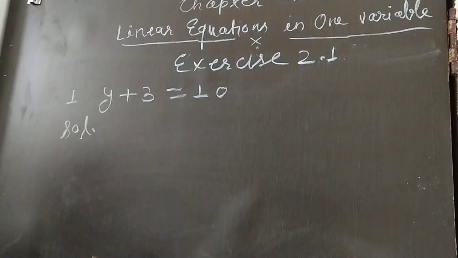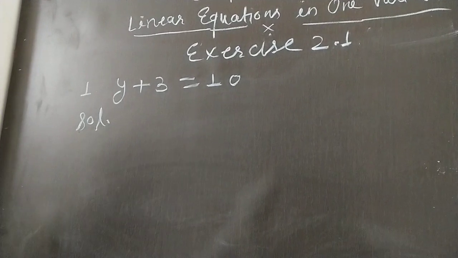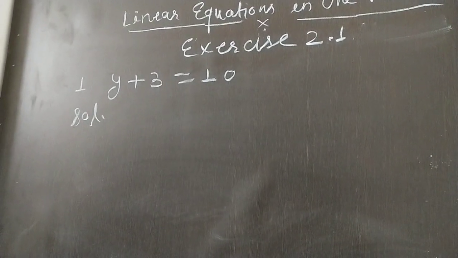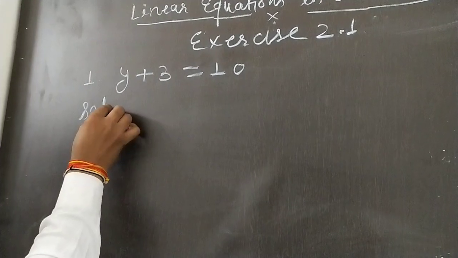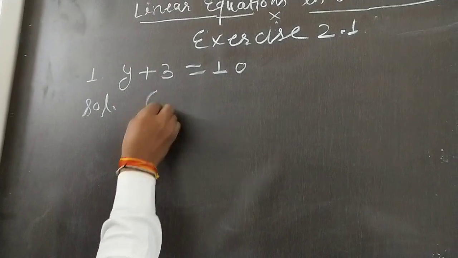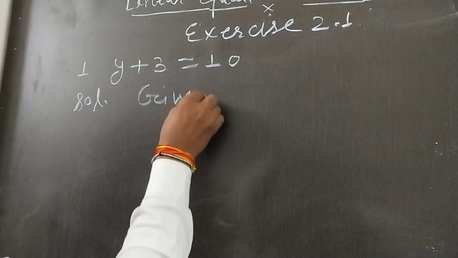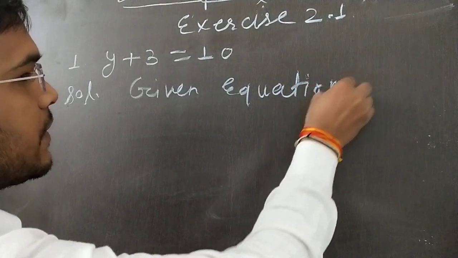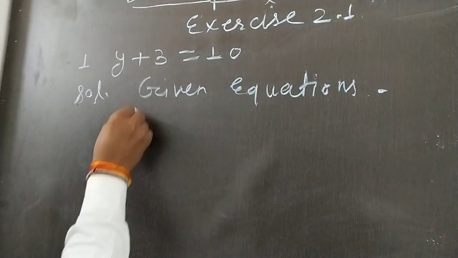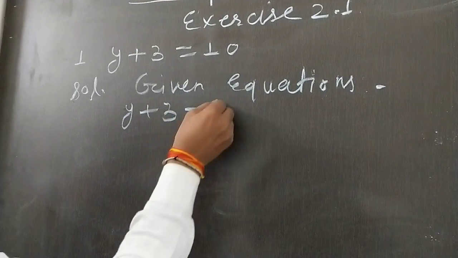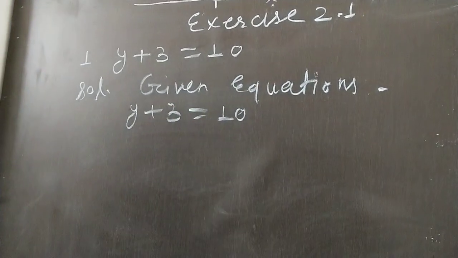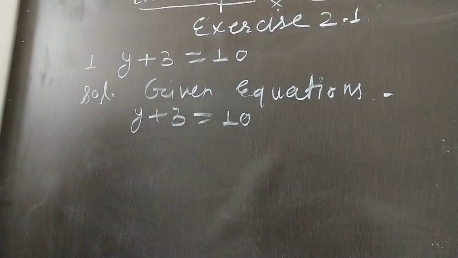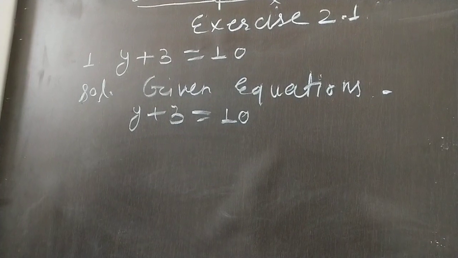Exercise 2.1. I have written one question: y plus 3 equal to 10. We are going to solve it step by step. Write down the first step, the given equation. What is the given equation? y plus 3 equal to 10. See, what is the variable here? y is a variable, so we have to find the value of y.